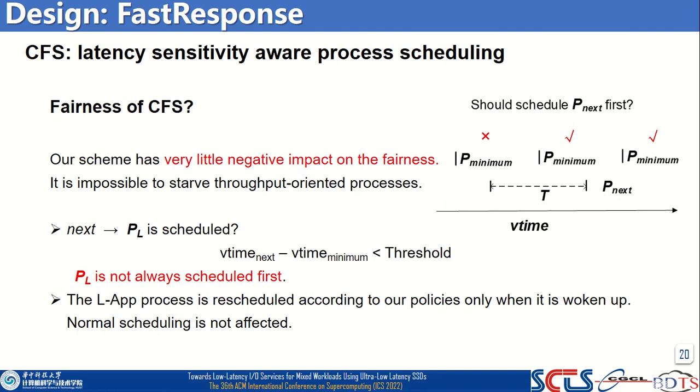CFS is a scheduler that is fair to each process. Our process scheduling scheme has very little negative impact on fairness, and it is impossible to starve non-critical processes due to the following reasons. First, the process pointed to by next is scheduled only if the difference between its wait time and the minimum wait time is less than a given threshold. PL is not absolutely scheduled first in the next scheduling period. Second, the latency-sensitive application process is rescheduled according to our policies only when it is woken up. Normal scheduling is not affected.